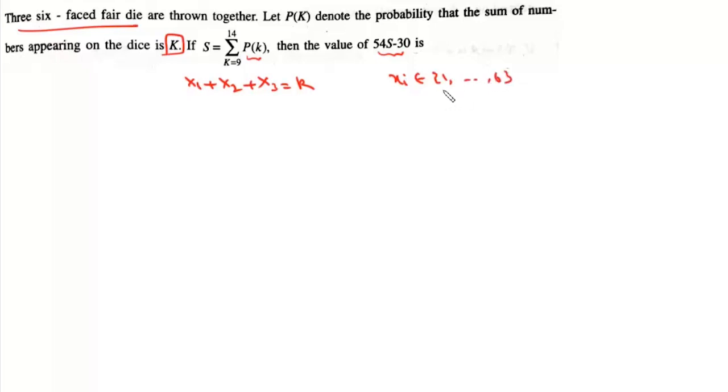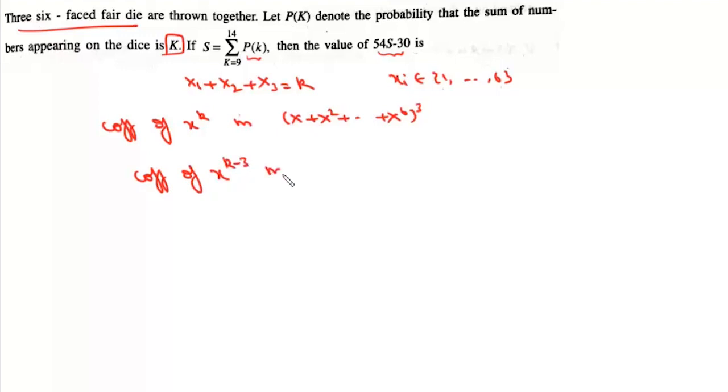Now since for each x we have a minimum and a maximum, we'll solve this question using the binomial theorem. That means we have to find the coefficient of x to the power k in the expansion of (x plus x square up to x6), and since we have 3 dice, it will be to the power 3. Now we can take x cube common, so we have to find the coefficient of x to the power k minus 3 in the expansion of (1 plus x square up to x to the power 5) to the power 3.